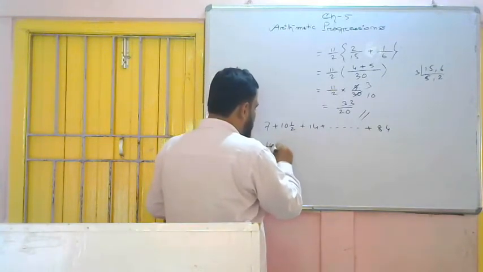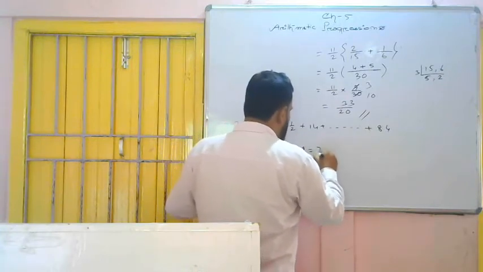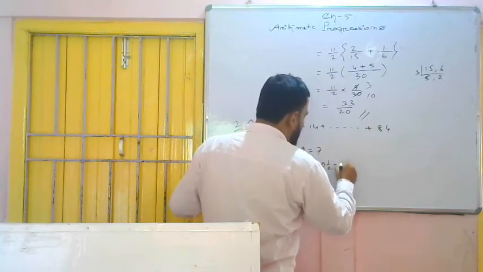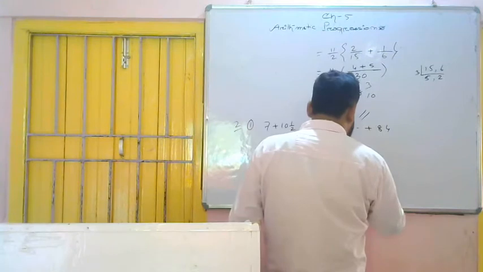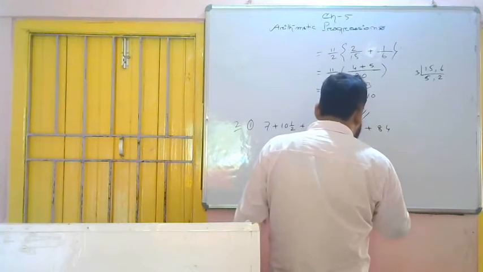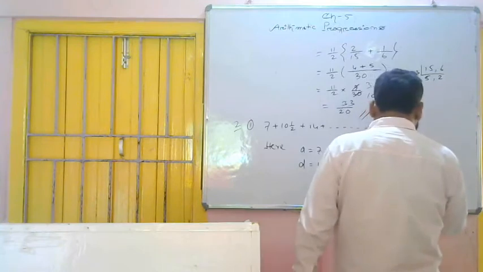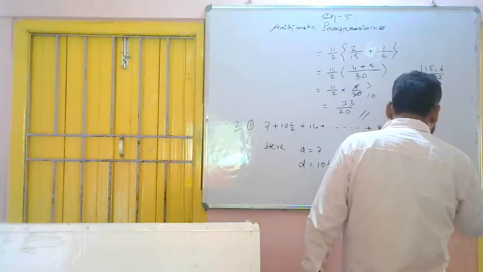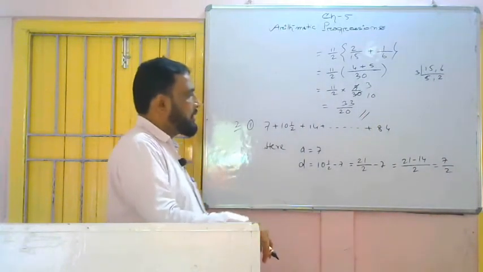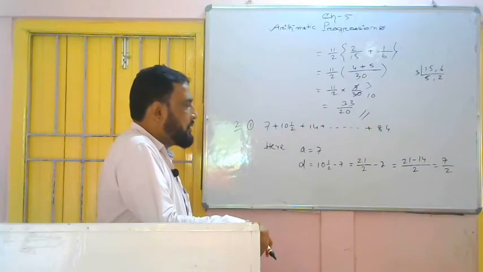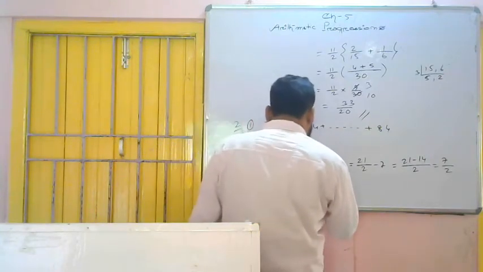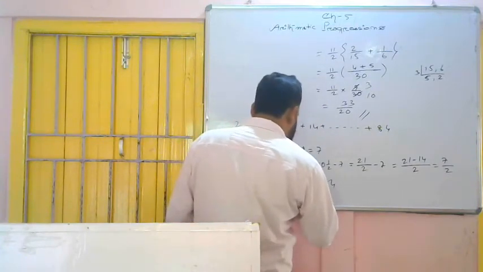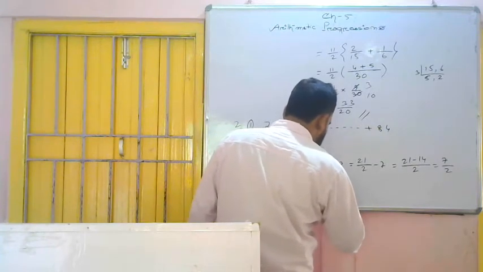So here A is equal to 7, D is equal to 10 of 1 by 2 minus 7, that is equal to 21 by 2 minus 7, take LCM, 21 minus 14 is equal to 7 by 2. Okay? And L is what? 84. What is to be found out? To find Sn.